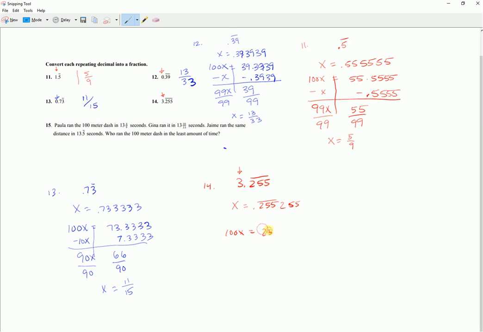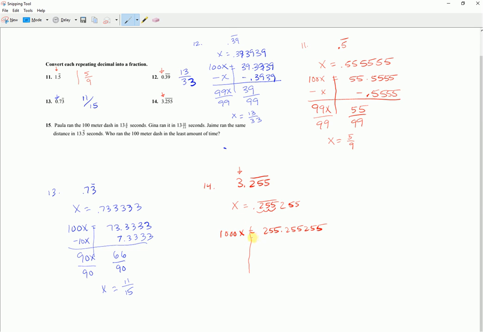We would actually have 25.5255. And if we did that, then the pattern is that we need the pattern to start right at the decimal. So on this one, what we have to do is instead of taking 100x, we're actually going to move the decimal 3 times. So we're going to times it by 10, 100, 1000. So we'll have 1000x is equal to 255.2552555, going on forever.